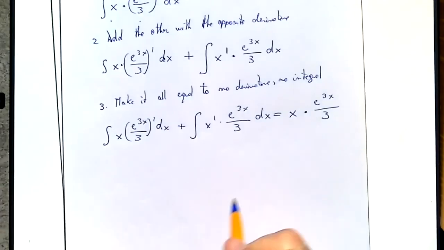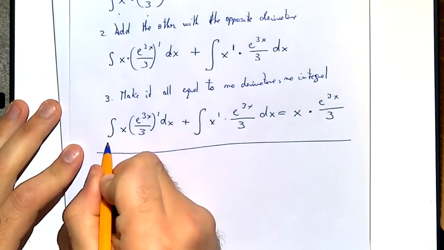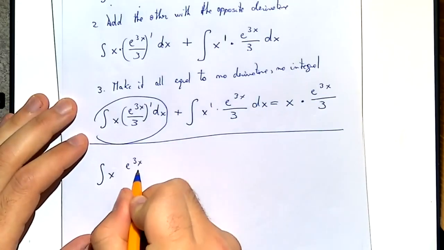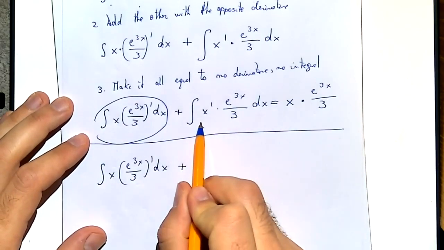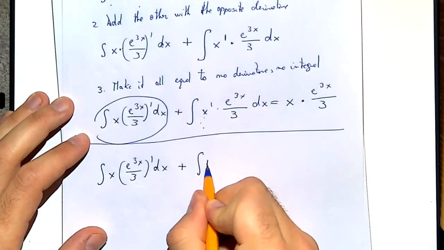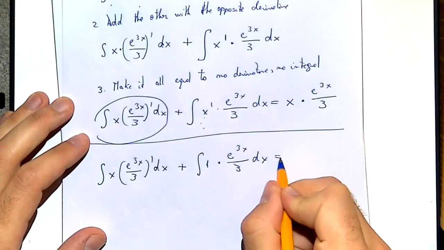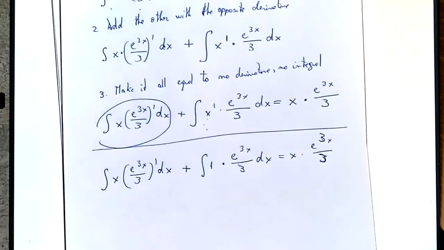So here, this is the final answer, more or less the final answer of by parts. This is everything that by parts gives you, and why it's so strong is because I started with this thing that I have no idea how to solve. And I have this, where x's derivative is 1. So it's just the integral of 1 multiplied by e to the 3x over 3 dx, and it is equal to all of this. Okay? And let's look at it now.